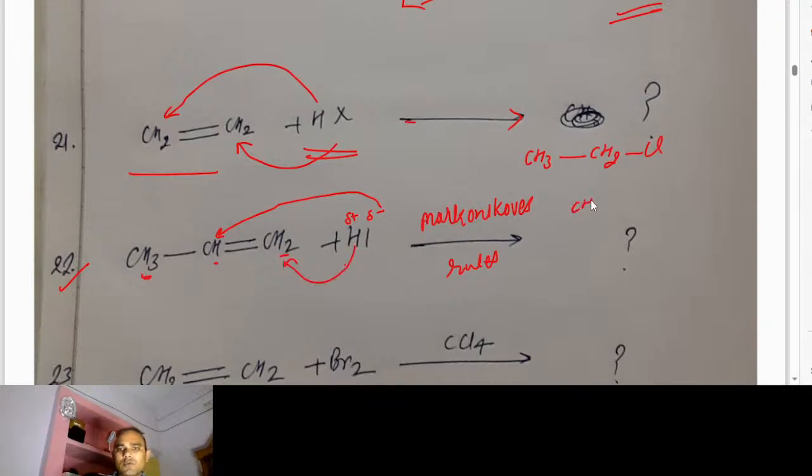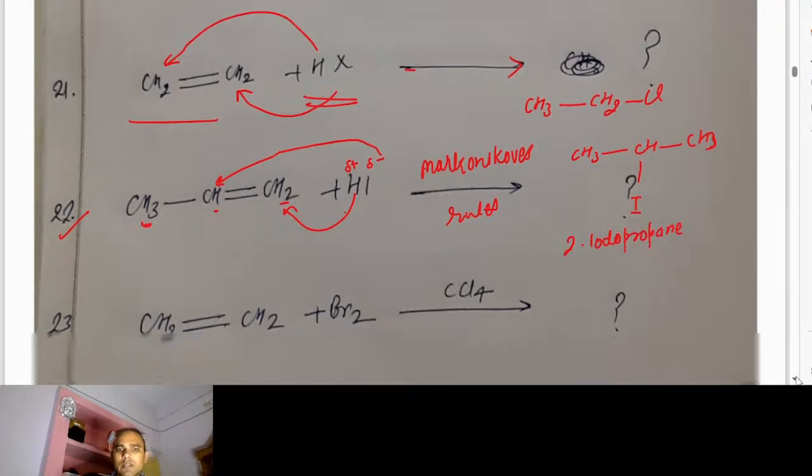So let us write the product, student. Here is CH3, this is CH, here is I and here is CH3. So if you are writing the product, friend, this is called iodo, 2-iodopropane. This is our required answer, student. Now let us move on to the next one.